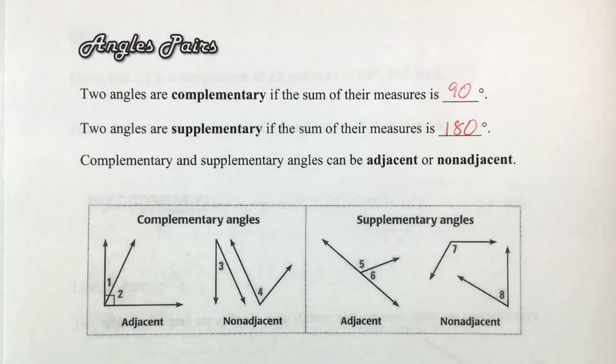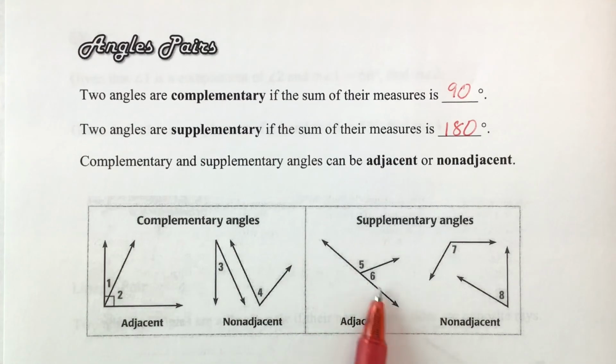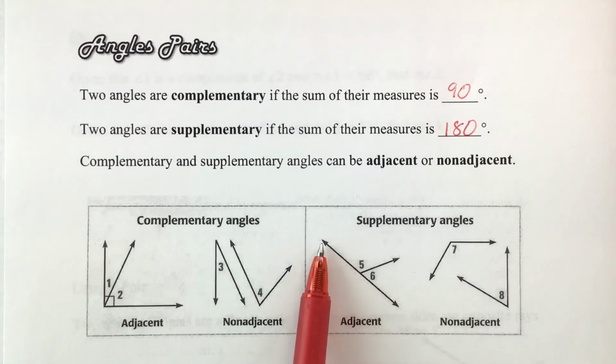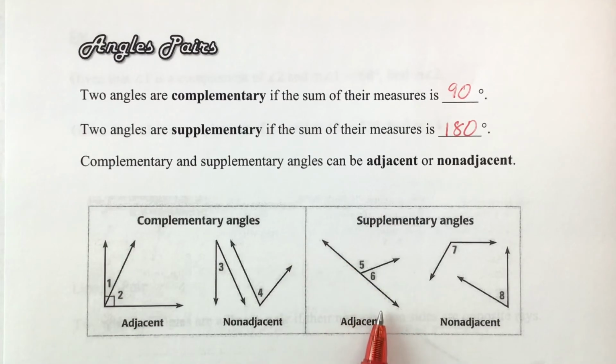Now supplementary, pretty much the same thing's going on here, except 180. The cool thing about that is that 180 makes a straight line. So this is what they look like when they're adjacent. When they're put side by side, the two unique sides that each of the angles have are going to end up creating a straight line. Now they can also be non-adjacent. They can be separate from each other, as long as the measurements of the angles together add up to be 180, then that would be supplementary.